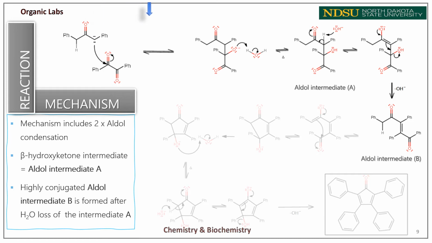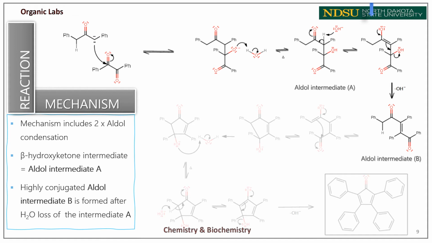Then a proton transfer takes place from the hydrogen of the water to this oxygen, converting it to a hydroxyl group. Besides protonation, deprotonation occurs and the structure loses an alpha hydrogen. The formed intermediate is called beta-hydroxyketone, which is also given as aldol intermediate A in the figure. This step concludes the aldol addition of the overall first aldol condensation.